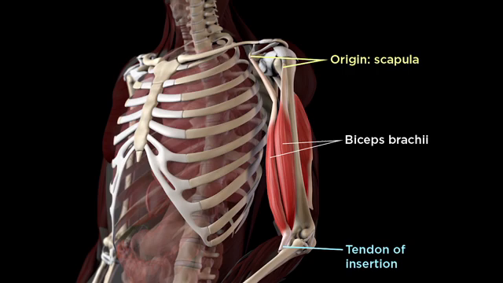Now, the tendon of insertion for the biceps brachii attaches to the radius in the forearm. And although the biceps brachii crosses both the shoulder joint and the elbow joint, its main role is to flex the elbow.